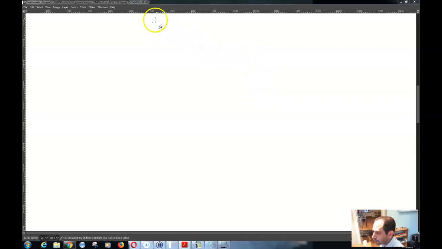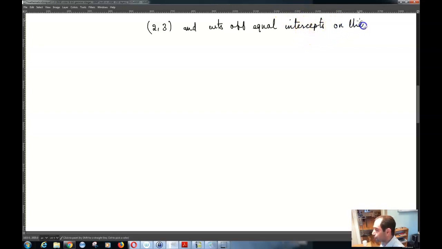So the line basically passes through the point 2, 3, and it cuts off equal intercepts on the coordinate axis.